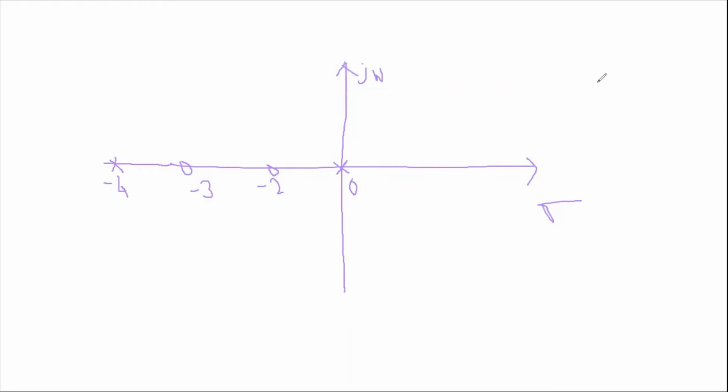Then the next step is step 4: calculate breakaway or break-in points. I have already said breakaway or break-in occurs only between a pair of poles or a pair of zeros. So let us see. Will there be a breakaway or break-in between these two zeros? No. There is no possibility. Will there be one between this pole and this zero? No, not possible at all.